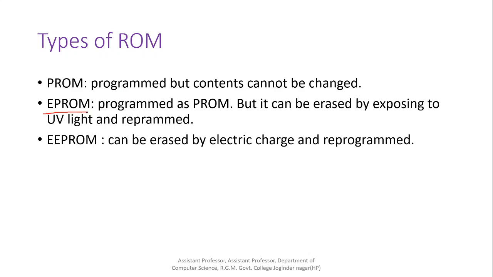The next type of ROM is erasable PROM. The first, PROM, is not erasable, meaning once the data is written in PROM it cannot be rewritten. But in case of EPROM, they are also programmed like PROM, but the content in EPROM can be erased by exposing it to ultraviolet light, and they can be reprogrammed. EPROM chips have to be removed from the computer for rewriting purposes.